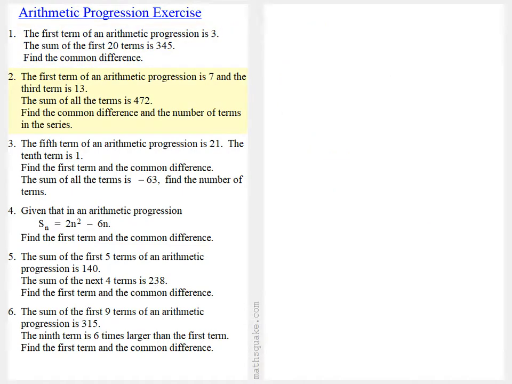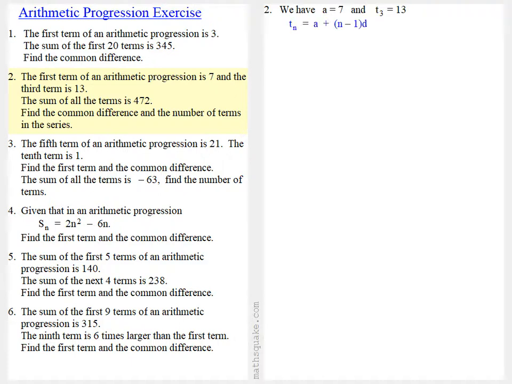In question 2, we're told the first term of an arithmetic progression is 7 and the third term is 13. The sum of all the terms is 472. Find the common difference and the number of terms in the series. Well, to solve this, we have the first term is 7. That means a is equal to 7. And the third term is 13, so t3 is 13.